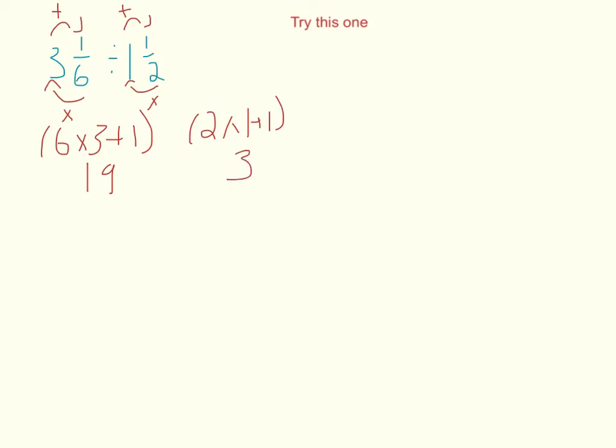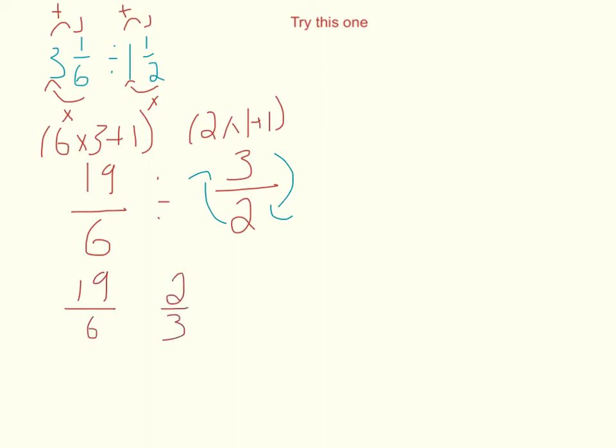Step 2 says to put back over our original denominator. So 19 is going to be over 6, and 3 is going to be over 2. Step 3 then says we need to find the reciprocal of our second fraction. So all we're doing is flipping the 3 to the bottom and the 2 to the top. So our new question becomes 19 over 6 times 2 over 3.